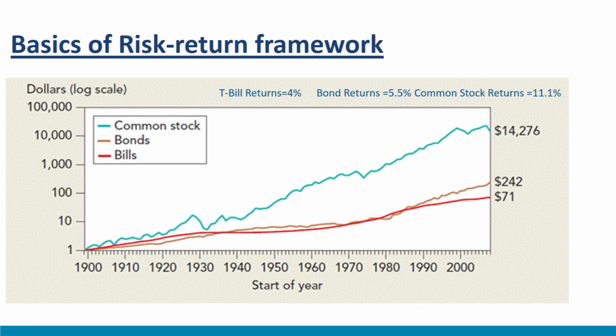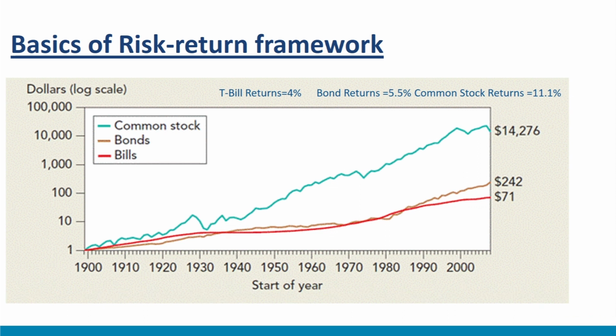It appears that performance of these instruments match with their risk order. $1 invested in treasury bills would have grown to $71 by the end of 2008. That is a nominal return of 4%. A $1 investment in long-term bonds would have become $242, a nominal return of 5.5%. Investors who placed $1 in common stocks would have received $14,276, a nominal return of 11.1%. It seems that the common stocks provided the highest returns over this period.